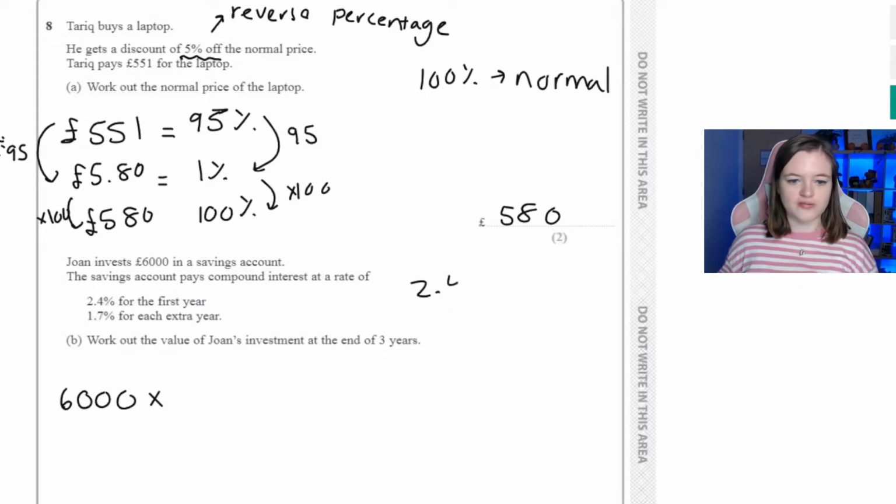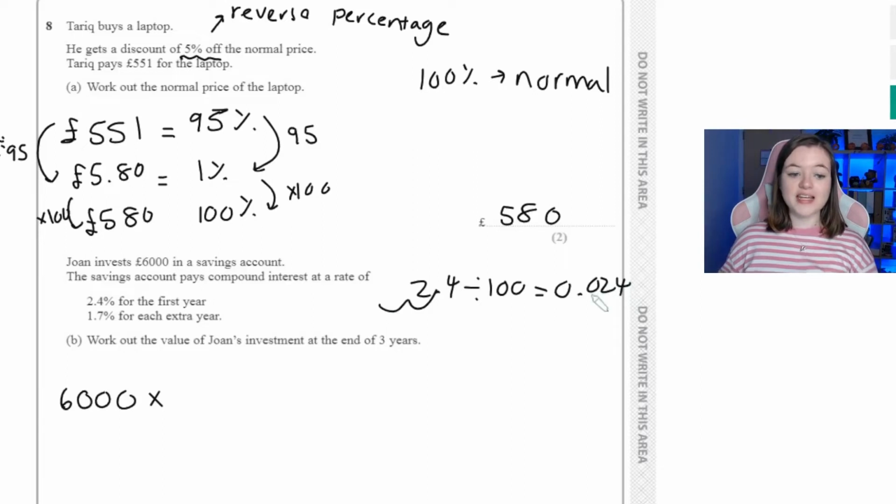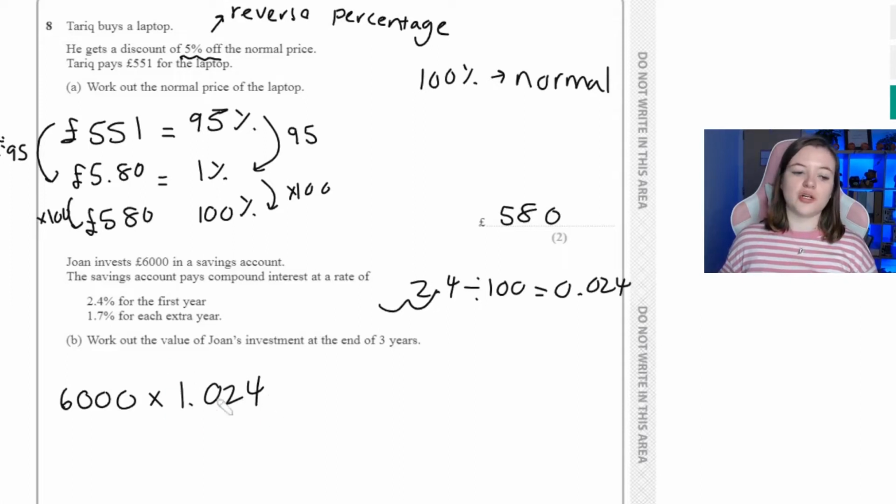So you do 2.4 divided by 100, that's going to give you 0.024. And then this is an increase. So it's going to be 6,000 times 1. So that's to keep it the same. And then we're going to add this little increase we're going to have. So 1.024. That's always how it's going to look. The 1 is to keep it at 6,000, not make it really small. Because if it was 0 point, it'd make it really, really small.